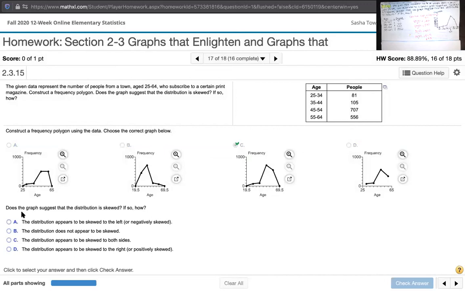And the question says, does the graph suggest that the distribution is skewed? You'd say yes. That center value, or what we would think of as the center, is a little bit farther to the right. We can think of this left side as being a long left tail. Since it has a long left tail, the distribution appears to be skewed to the left, or negatively skewed.